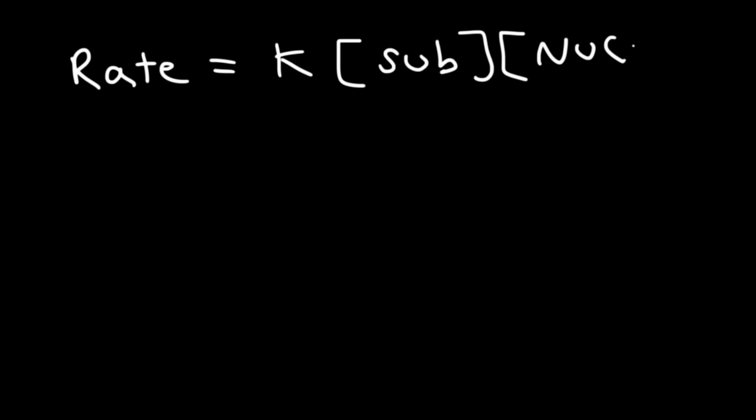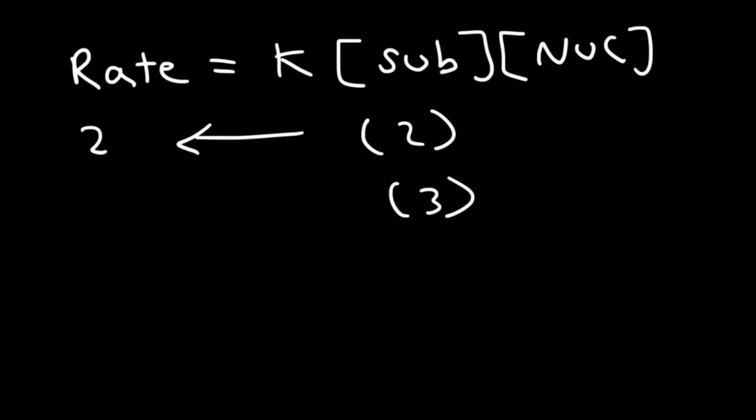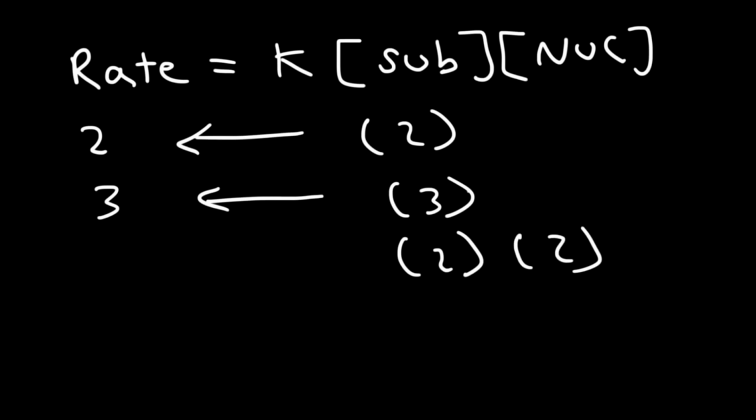The rate of the reaction depends on the concentration of the substrate and the concentration of the nucleophile. So if we double the concentration of the substrate, the rate will double. If we triple the concentration of the substrate, the rate will triple. If we double the concentration of the substrate and double the concentration of the nucleophile, 2 times 2 is 4, so the rate will increase by a factor of 4.